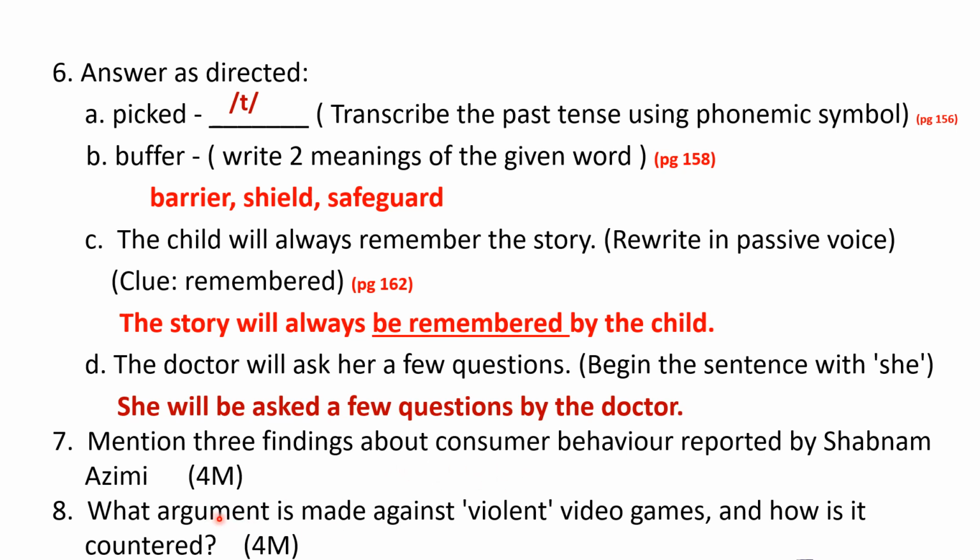You can write them. What argument is made against violent video games and how is it countered? This is also from the additional reading. When people watch violent video games, there is one argument telling that they also become violent, they also become cruel. But the author says no, they need not become cruel, because some of them who are playing the video games are very intelligent. They know how to control themselves.